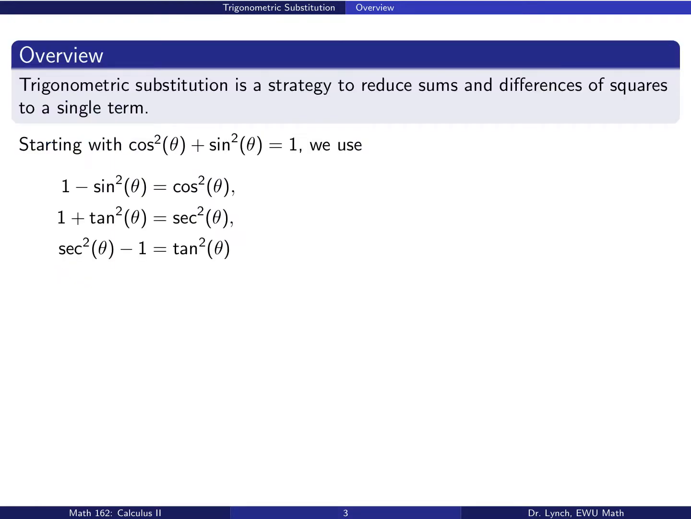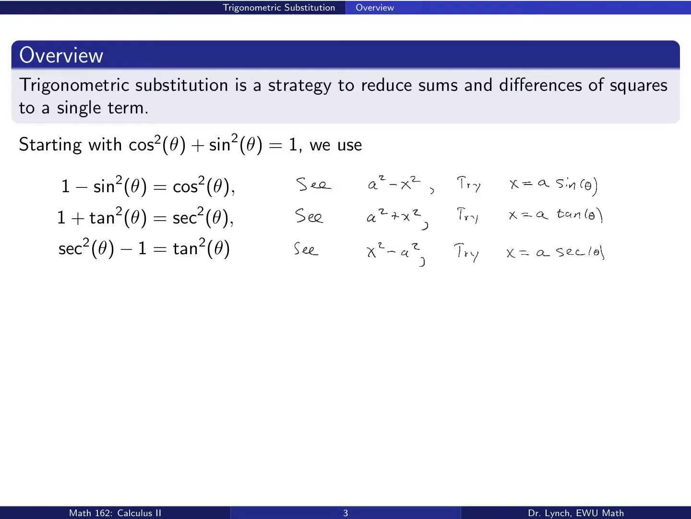So here's the main guts of the overview, starting with, again, what I've been referring to as the mother of all trig identities, cosine squared plus sine squared equals 1. We can use one of three different identities to simplify sums or differences of squares to a single term. Here's the idea. If we see a term of the form a squared minus x squared, thinking of the substitution 1 minus sine squared theta is cosine squared theta, we'll try the substitution x equals a sine theta.